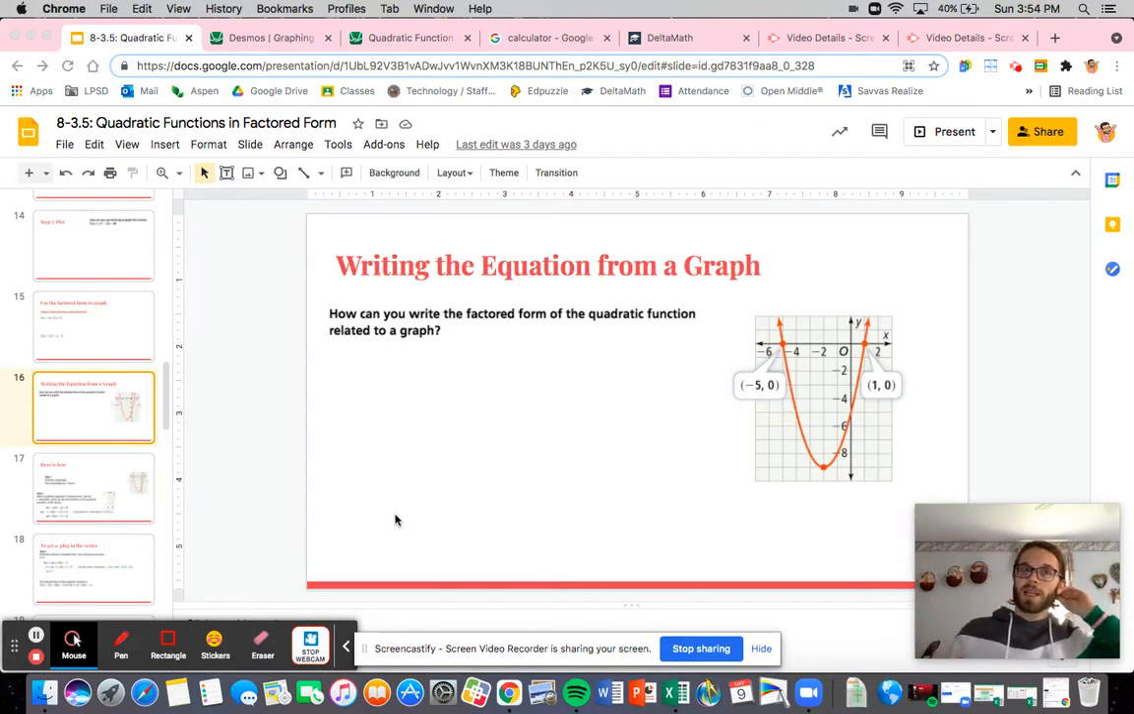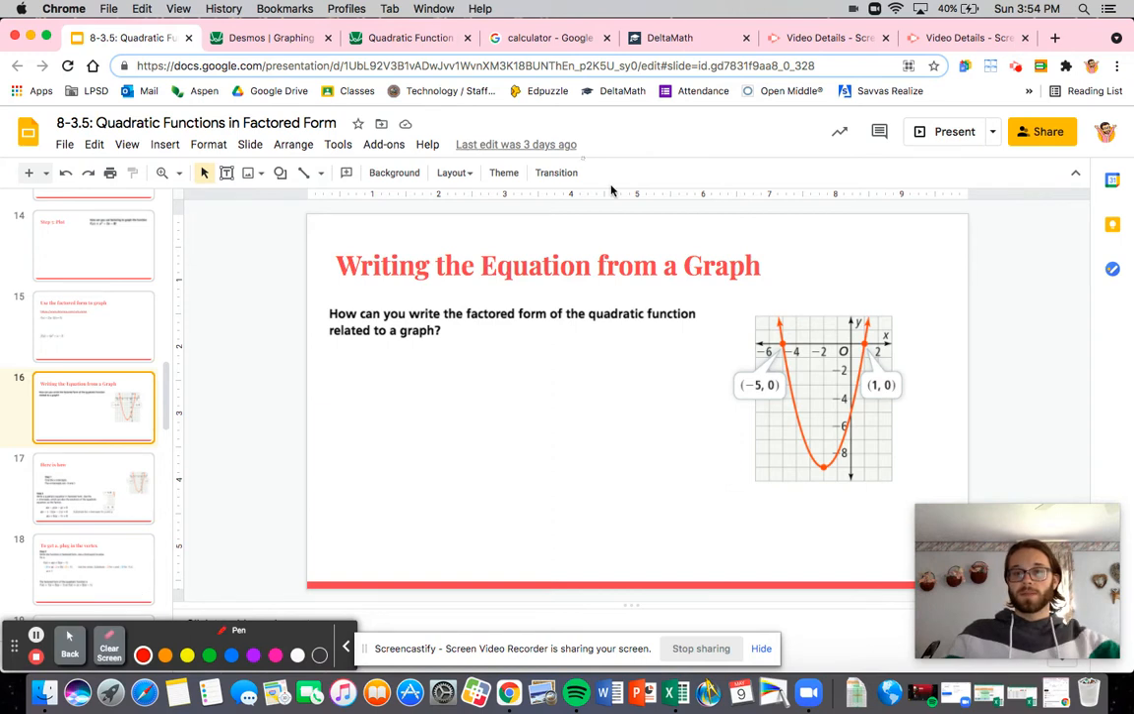It is kind of similar to vertex form in that it's not that hard to just pick off from a graph. The only annoying part is once again going to be solving for a. So for example, here, let's take a look. You have your two roots or your two x-intercepts. So just right off the bat, we already know this.